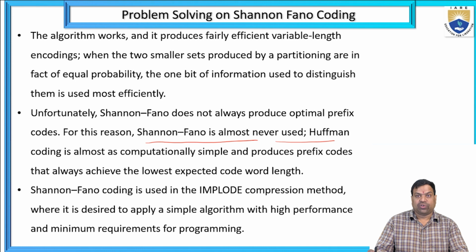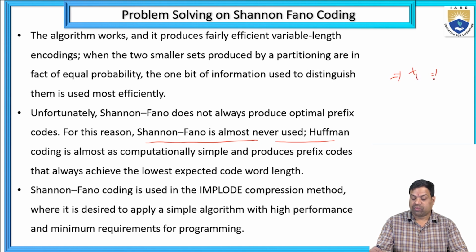Shannon-Fano coding is used in the implode compression method when it is desired to apply a simple algorithm with high performance and minimum requirements for programming. So, in any of the algorithmic work, it produces fairly efficient variable length coding. Suppose I am taking x1, what is the variable length code? For x2? For x3, the variable length code is 4.